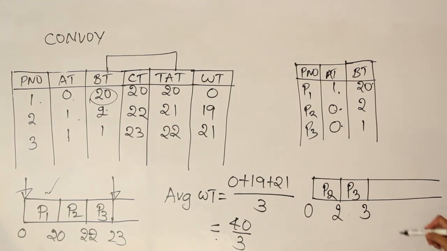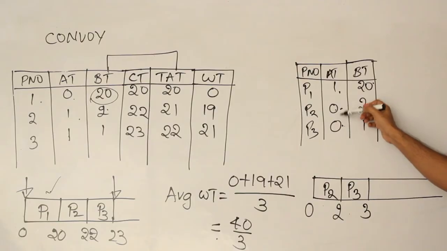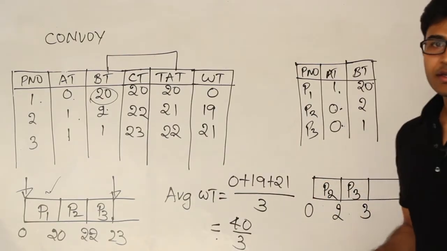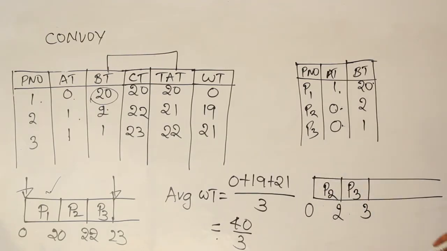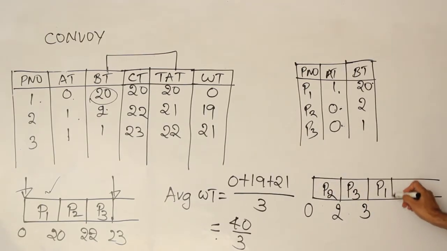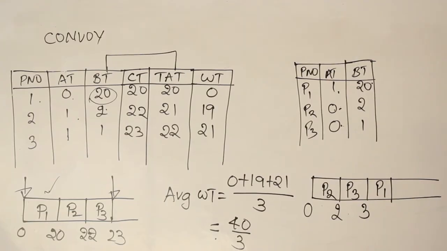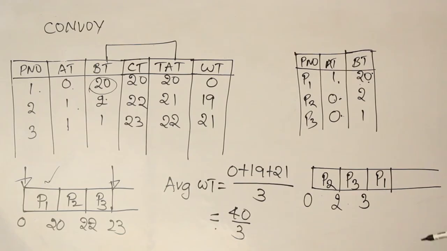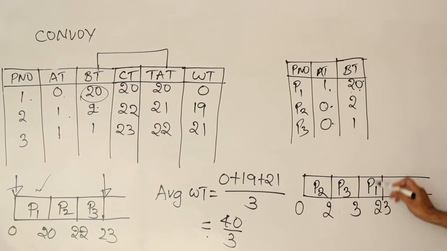Understood this? P2 and P3 both have the least arrival time, and out of them P2 has the least process ID. That is why P2 first and then P3 next. And obviously the last one is P1. Its arrival time is 1. That is why it is the last one, right? And then its burst time is 20. Therefore, it is going to be 23.